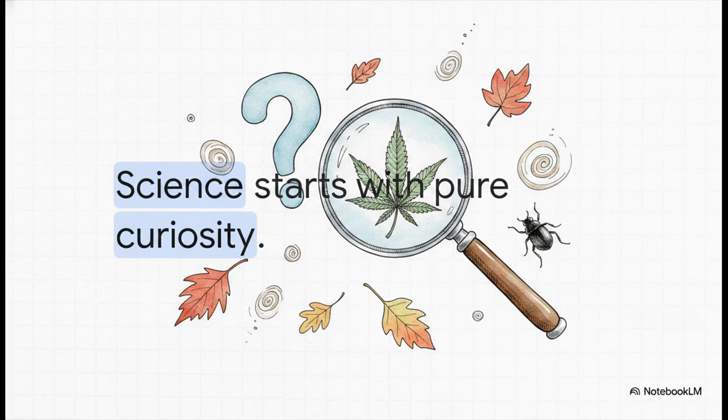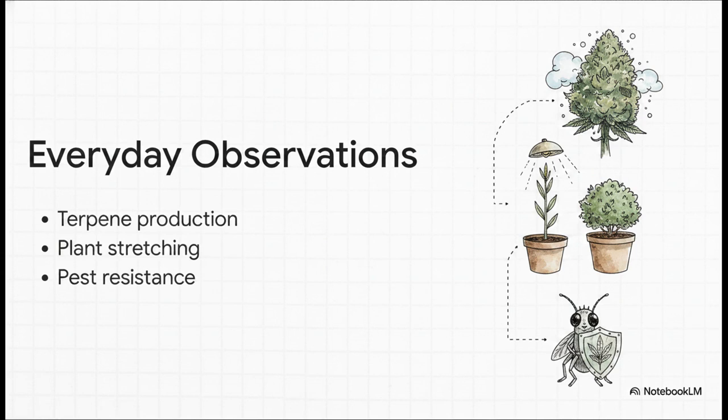Instead of just blindly accepting or rejecting claims, like say Mozart making our plants grow massive, a scientist leans in with real curiosity. Literally every major scientific discovery begins with everyday questions. Let's stick with cannabis cultivation for a second. Why do some cultivars produce way more terpenes than others? Or why do some plants stretch so much during flowering? Why do certain pests suddenly become resistant to our pesticides?